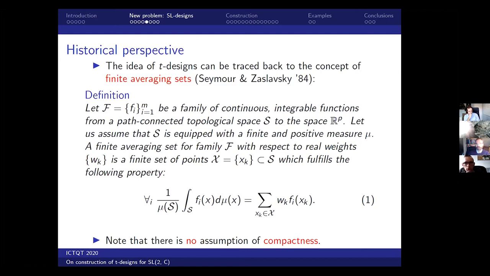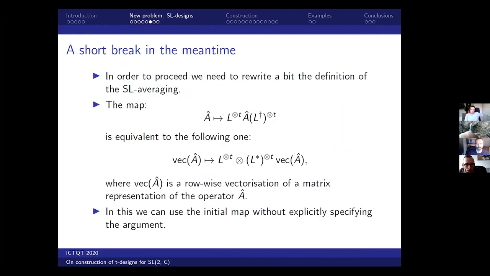And Seymour and Zaslavsky proved that such a concept of a finite averaging set exists always for any choice of measure mu, which just is finite and positive. So it is a very general result. The problem is that it is not constructive. So there's no hint for concrete construction.